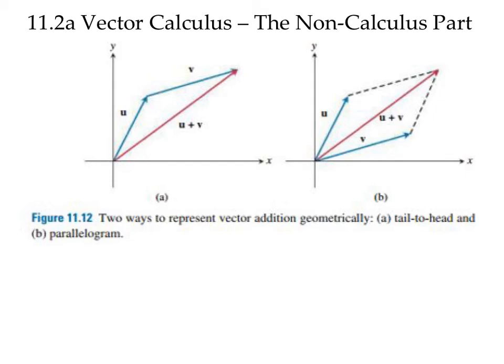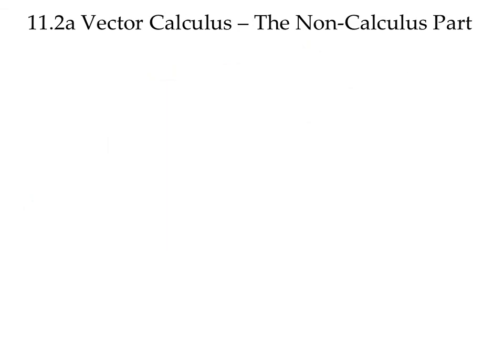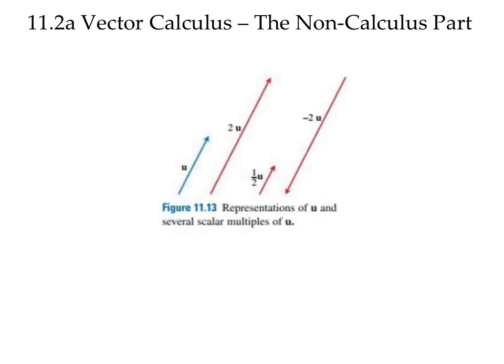Or you can construct a parallelogram with two sides of u and v, and the diagonal is the sum u plus v. The product k times u of the scalar k and the vector u can be represented by either a stretch or a shrink of u by a factor of k, if k is positive. If k is negative, then it'll point in the opposite direction. Take a look at this example. So the blue vector is u, and we have 2u, which stretches it by a factor of 2, 1/2 u, which shrinks it, and negative 2u, which stretches and flips in the opposite direction.